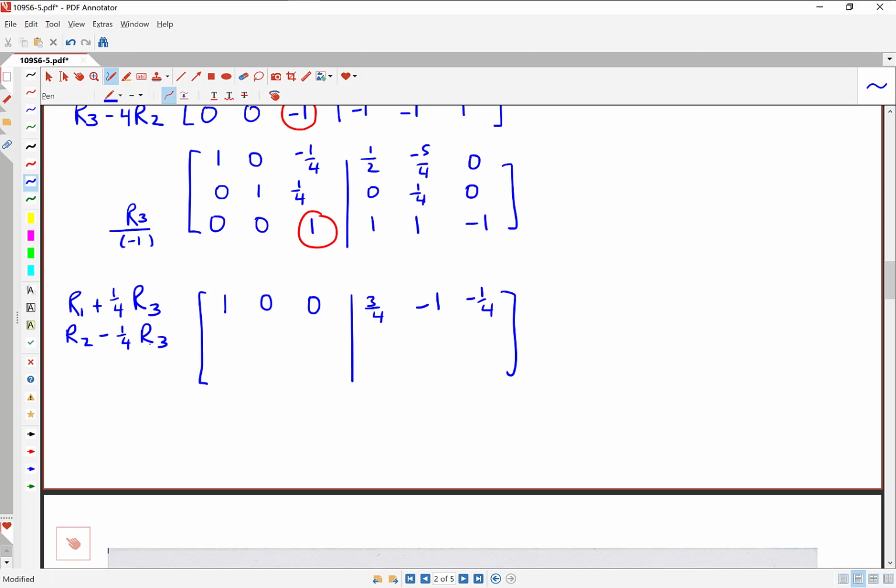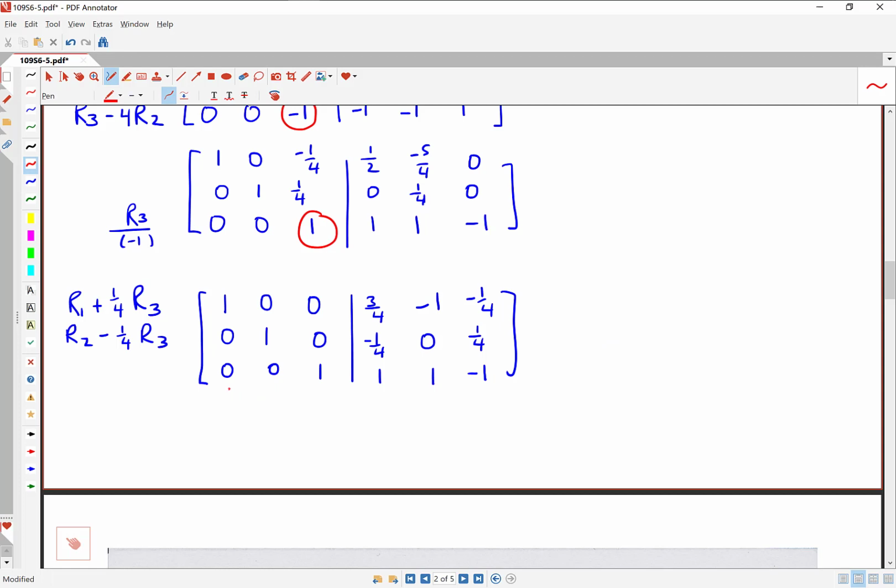And then let's try row 2 minus a quarter, row 3. So 0 minus 0 is 0. 1 minus 0 is 1. A quarter minus a quarter is 0. 0 minus a quarter is minus a quarter. A quarter minus a quarter is 0. And then 0 minus a quarter times a negative 1 is a positive 1 quarter. Bottom row can just get recopied. Nothing is changing there. And the hard work is all done.